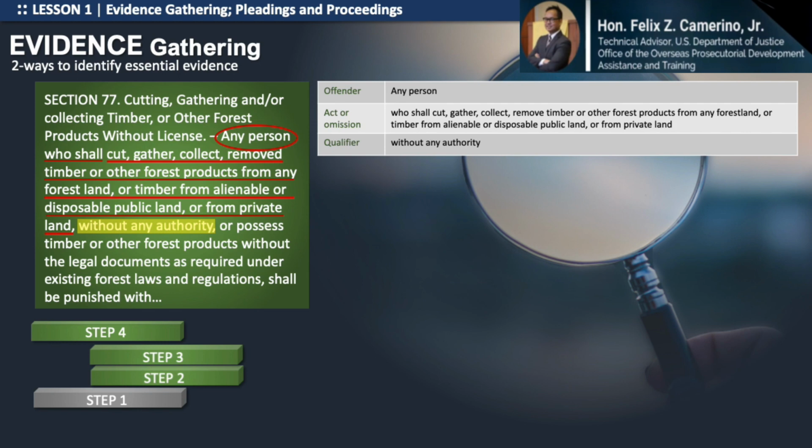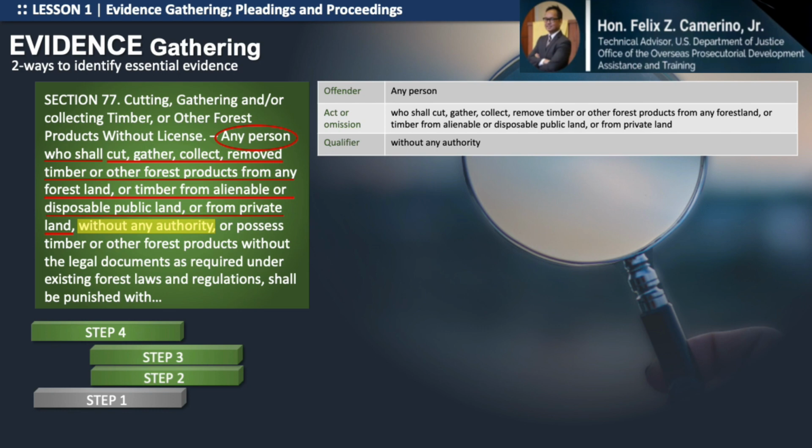Okay, so that's the act, and we know that that may not necessarily by itself be unlawful or prohibited. So we look to see if there's any qualifier that would make it prohibited, and there is. You see the highlighted part there. That's without any authority. So you can see now on the right side of the screen, we have our worksheet that basically organizes those elements for us. So it gives us the quick reference.